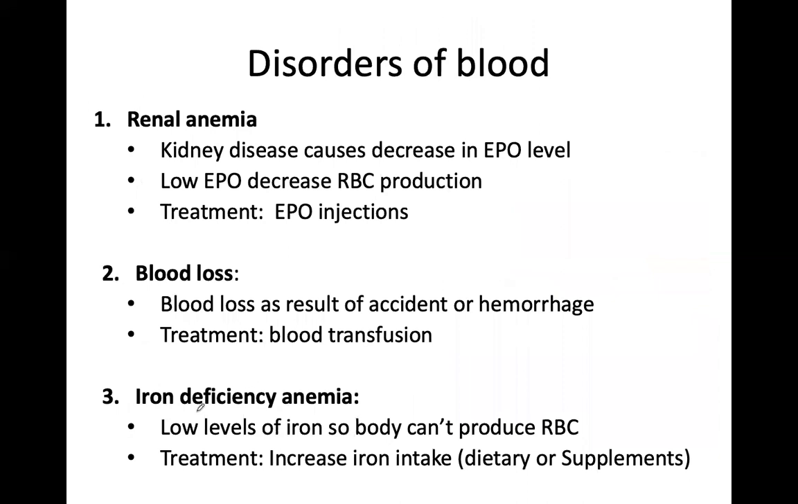Another scenario that I've already mentioned previously is associated with kidney disease. If you're unfamiliar, the word renal means kidney. So renal anemia means when you have a problem with the kidney, and as a result, your kidney fails to produce enough erythropoietin or EPO hormone. If your EPO level drops, the production of red blood cells drops, and therefore you end up with anemia. If an individual is identified as having renal anemia, the best way to treat it is by receiving an injection of EPO.